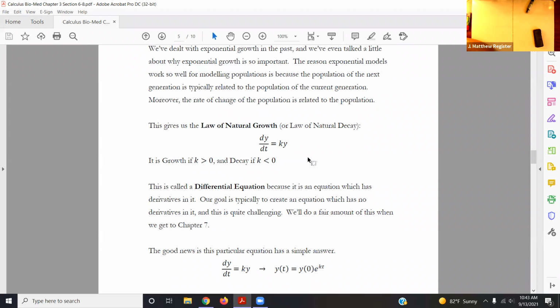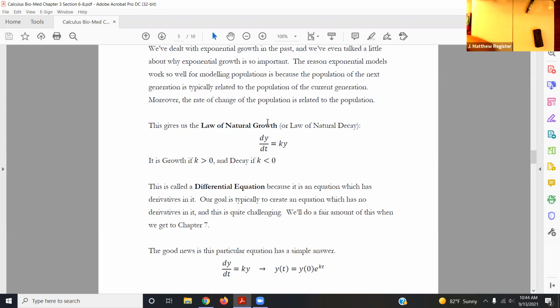This type of equation is called a differential equation, where we're saying the rate of change is equal to some function of the variables involved in that differential, so some function of y and t. We will deal with those in chapter 7 and then again in chapter 10. Chapter 10 would be if you take Math 356 next semester.